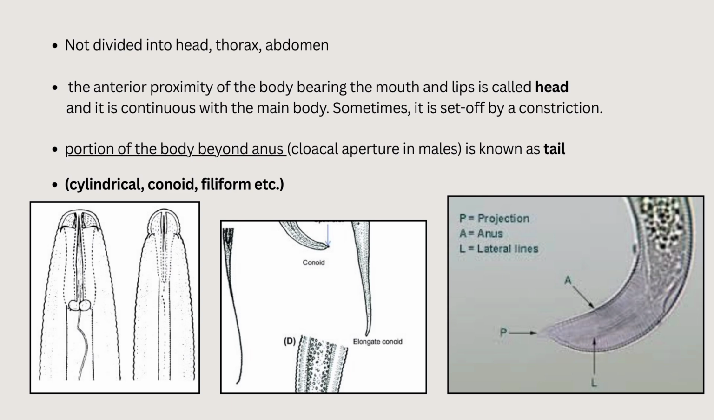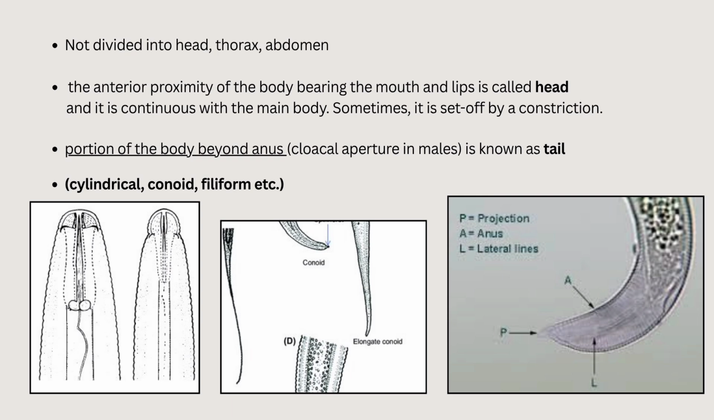Unlike insects, the nematode body is not divided into head, thorax and abdomen. Instead, the anterior end of the body, which bears the mouth and lips, is called the head. It is sometimes continuous with the main body and sometimes it is not. When it is not continuous, it is called set off, where there is a constriction between the head and the nematode body. You can see in the picture, bottom left, the first one is continuous and the second one is not continuous. There is a constriction between the head and the body, so that is called set off.